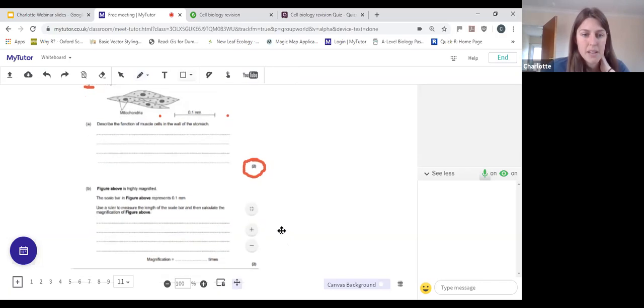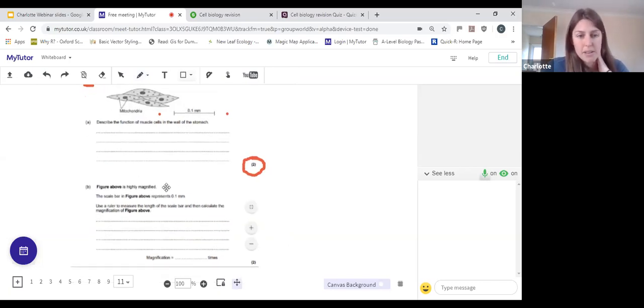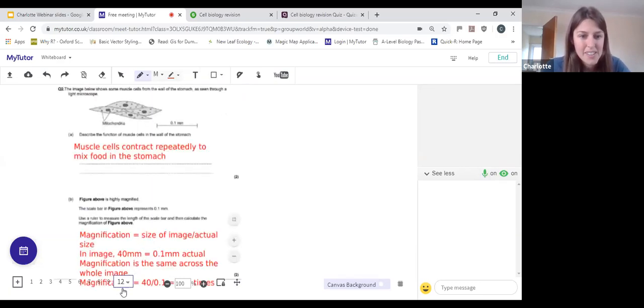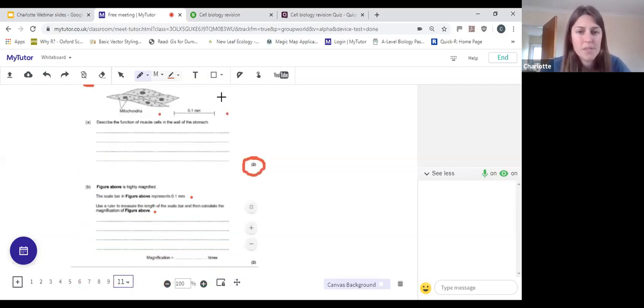And then part B, the figure is highly magnified and the scale bar represents 0.1 millimeters. We'd already got that because we read the question properly. Use a ruler to measure the length of the scale bar and then calculate the magnification of the figure above. I can't remember off the top of my head, I'm just going to flick. It's 40 millimeters. So this one was 40 millimeters.